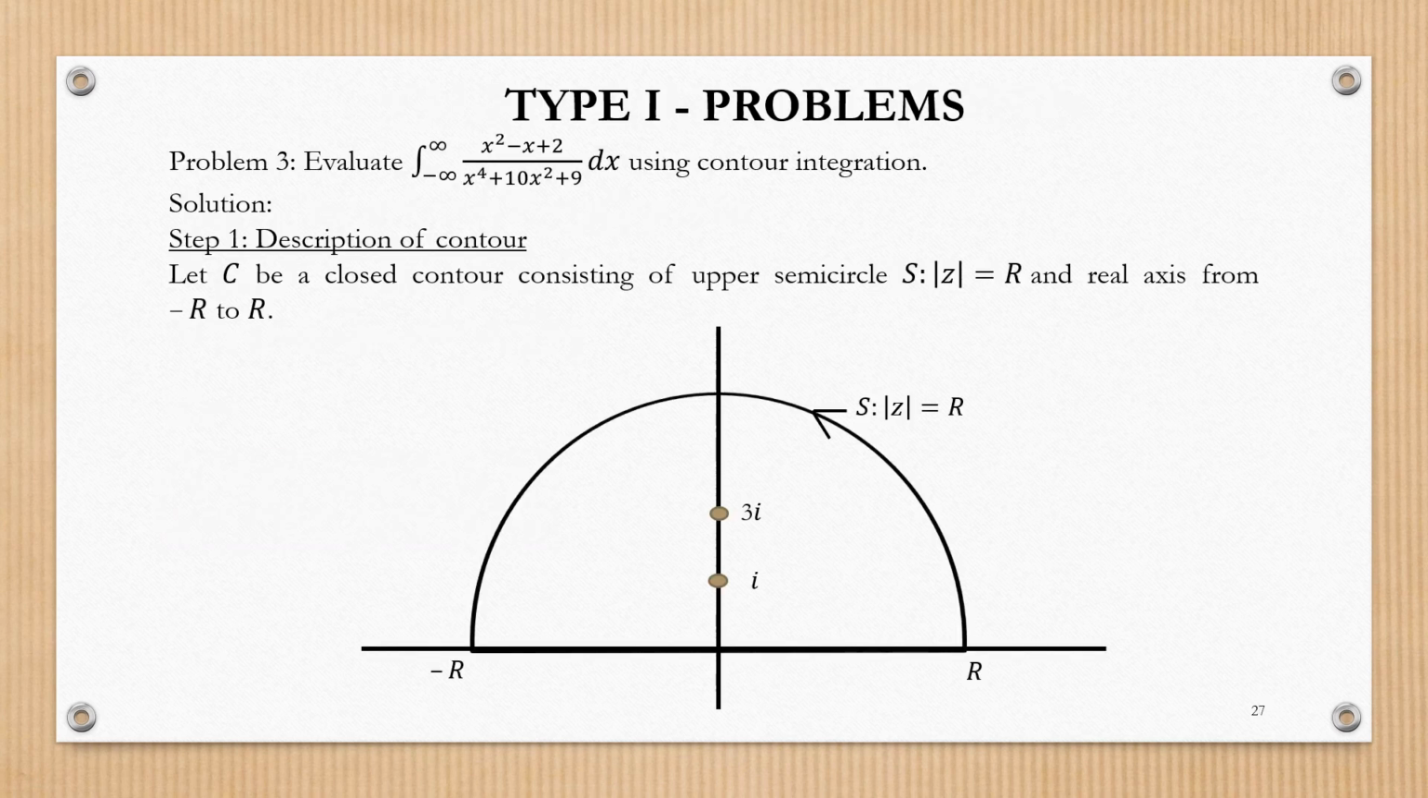We take up another example for type 1. Here the integral is from minus infinity to infinity of x square minus x plus 2 divided by x power 4 plus 10x square plus 9 dx using contour integration. It is obviously of type 1 because the limit is minus infinity to infinity, and then we have the integrand in the form p of x by q of x. The contour is chosen exactly in the same manner as in the first two problems.